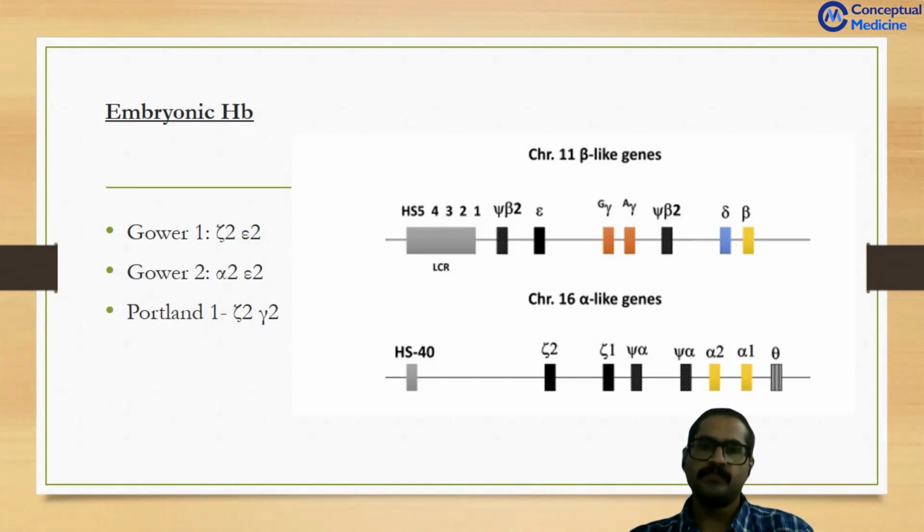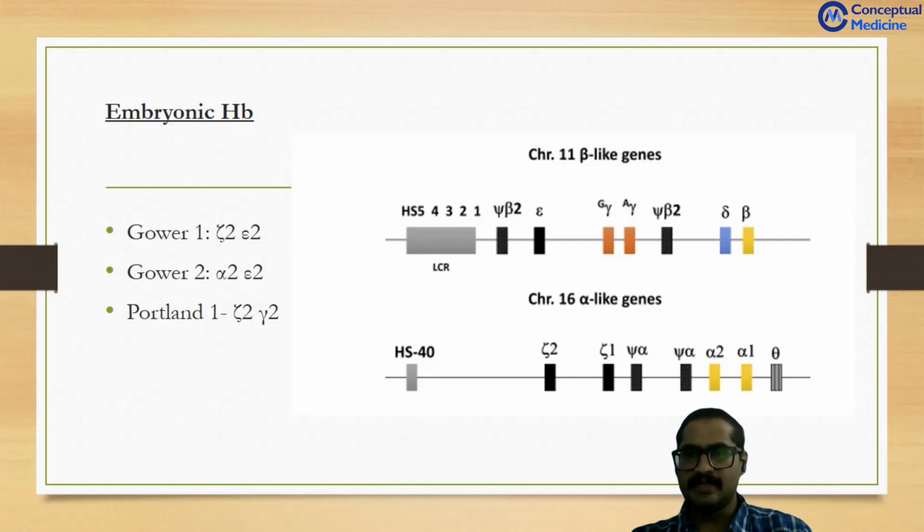So you can see the initial one is on the left: zeta 2 and epsilon 2. Once this hemoglobin starts, the next hemoglobin forms, which is alpha 2 and epsilon 2. Once the third hemoglobin starts, it is again zeta 2 and gamma 2. Always hematopoiesis starts from the left side, and then finally it reaches the adult hemoglobin, which is alpha 2 delta 2 for A2, and alpha 2 beta 2 for hemoglobin A.